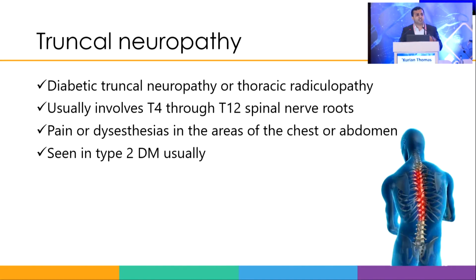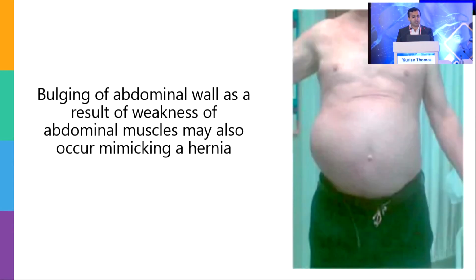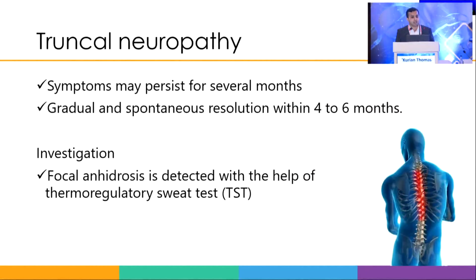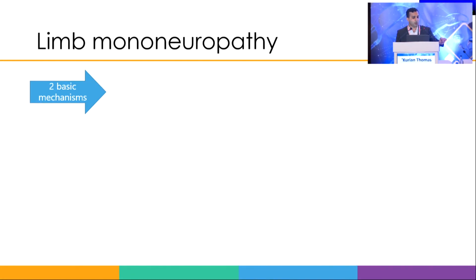Patients can present with truncal neuropathy, usually involving the T4 to T11 dermatome. And this is usually seen in type 2 diabetes mellitus. Some patients can have bulging of the abdominal wall and it can mimic a hernia. Again, this is also usually self-limited. After some time of good treatment, the truncal neuropathy will settle down.